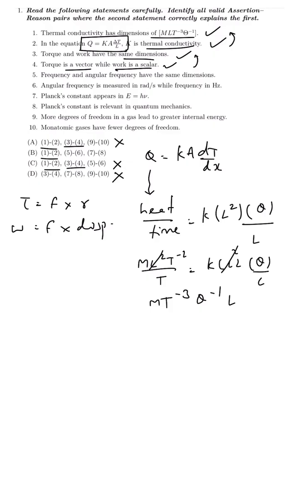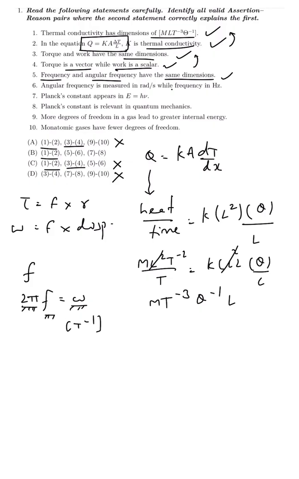But let's check with the options. Frequency and angular frequency have same dimensions. Is it true? Frequency is nothing but f. Angular frequency is nothing but 2 pi f, equal to omega, and 2 pi hence is not considered in the dimensional formula, right? So this has the same dimensions as this. So nothing but T power minus 1.